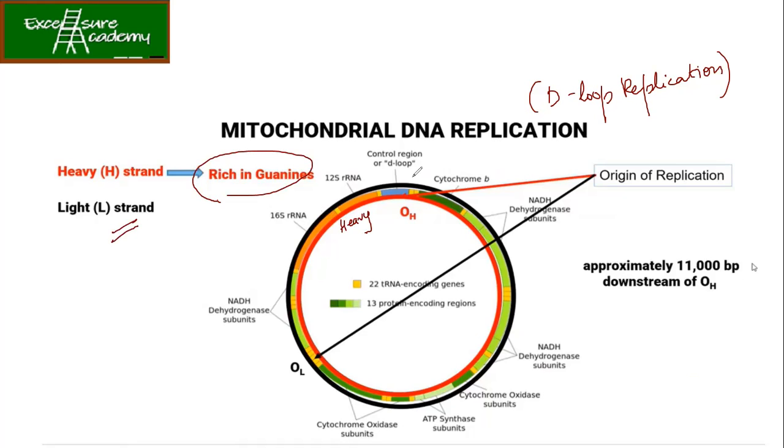Now, the heavy strand has the origin of replication in this region. Can you see the control region or the D-loop region? These are the sequences meant for heavy strand replication. And exactly 11,000 base pairs downstream of OH, you have the origin for your light strand. Can you see it in the tRNA encoding region? Is this much clear? Can you remember?